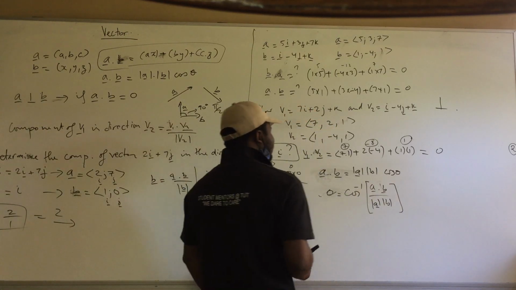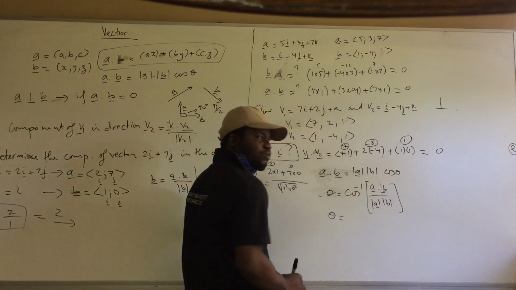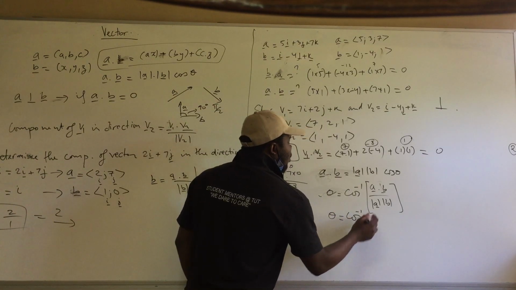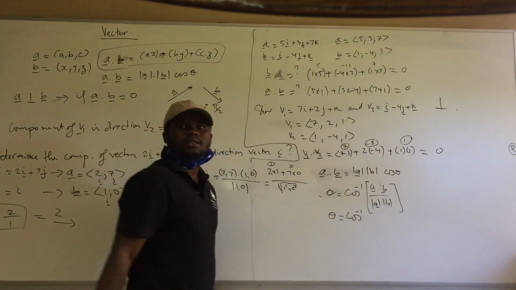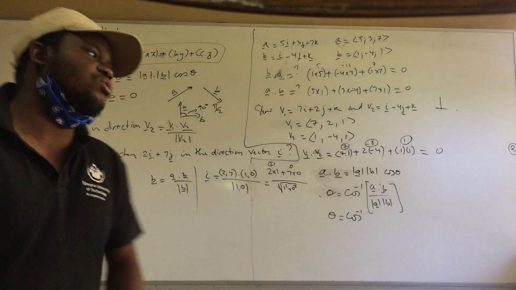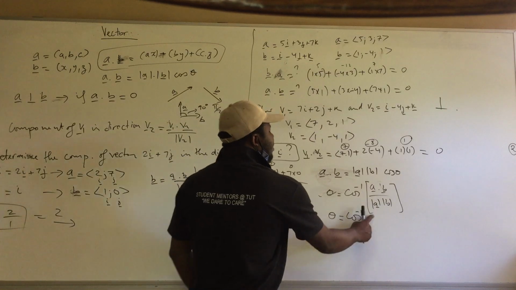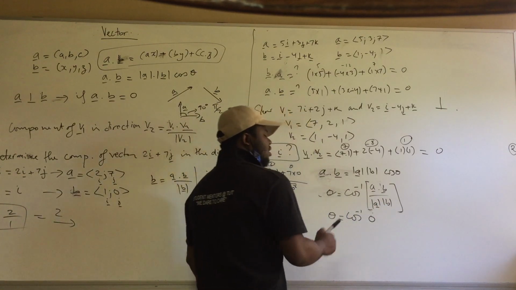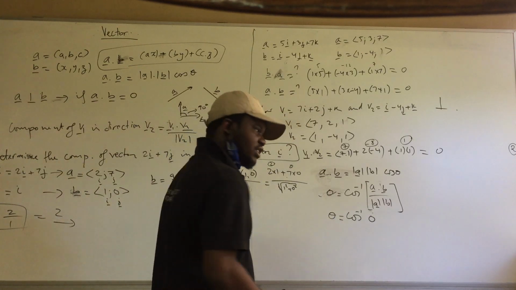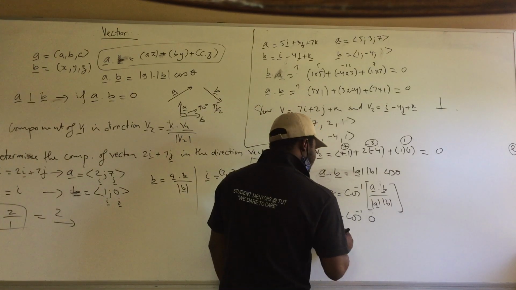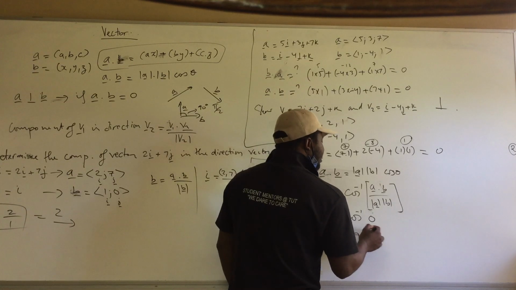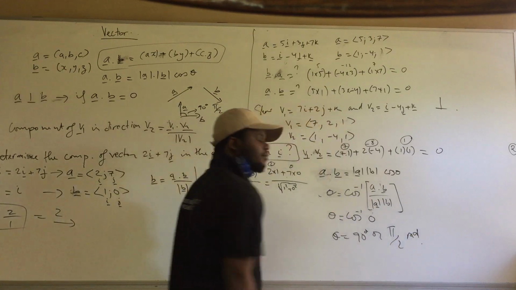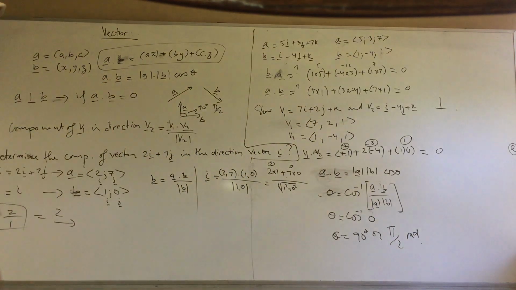So now, my theta will be equal to cos inverse of... I already know that vector A dot vector B is equal to 0, so I don't need to find the magnitudes. It's going to give me 0, and then the inverse cos of 0 is equal to 90 degrees, or pi over 2 in radians. Alright, so let's move on.